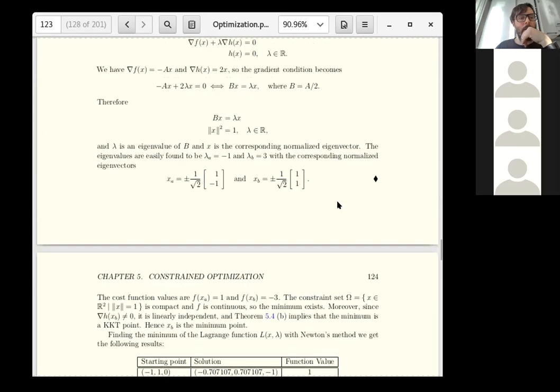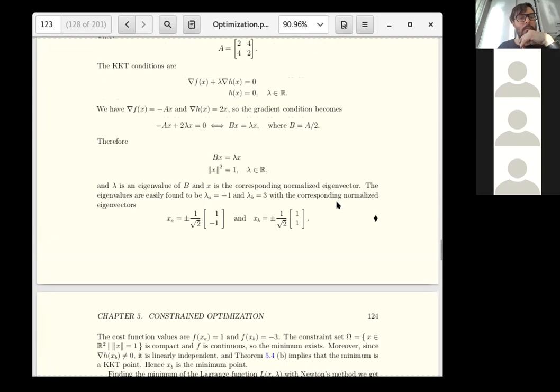Now, if we, sorry, this is a little bit unreliable. Let me just zoom in a little bit.